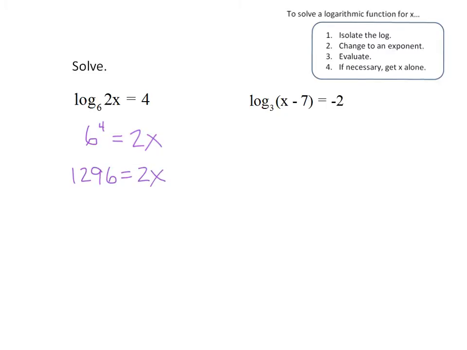And lastly, our fourth step here is, if necessary, we need to get x alone. We do need to get x alone here. We're going to divide both sides by 2, and we get x equals 648.